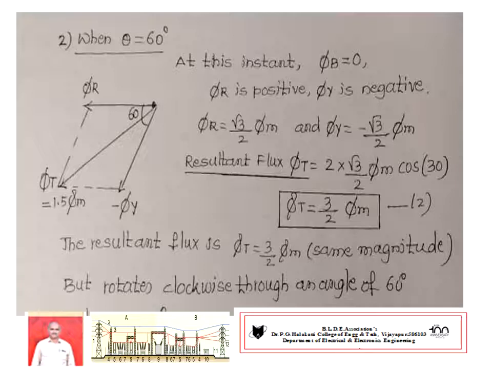The resultant flux phi t equal to 3 by 2 phi m, which has the same magnitude. It is a very important point. Previously also phi t equal to 3 by 2 phi m. Now phi t also becomes 1.5 phi m. So this shows that the magnitude of the resultant flux remains the same, but now it is shifted through an angle of 60 degrees.